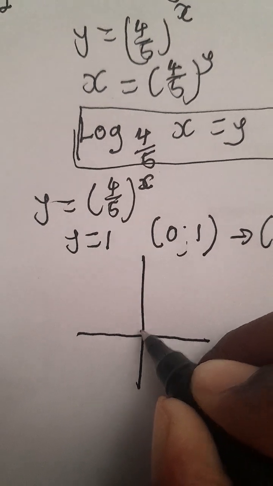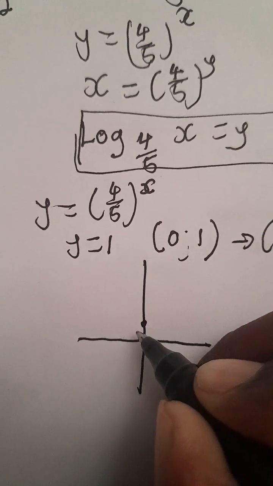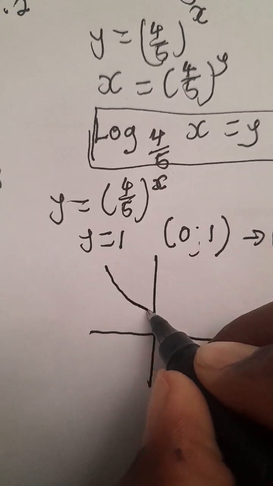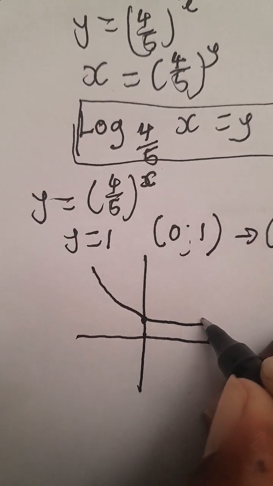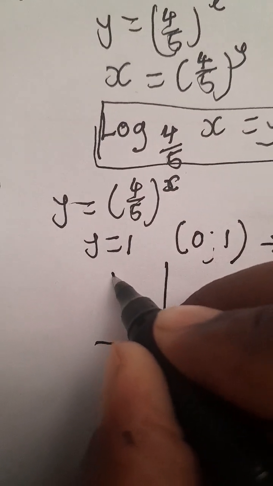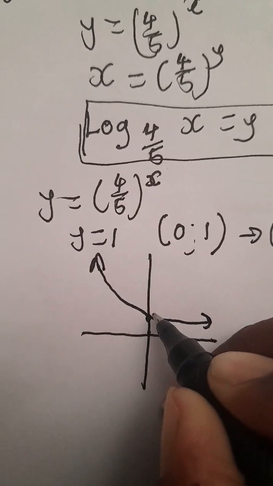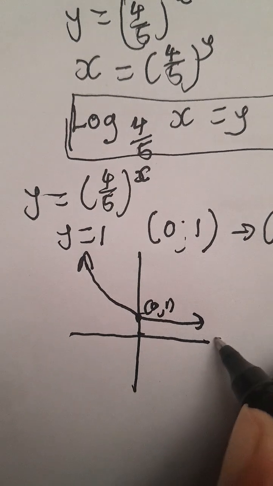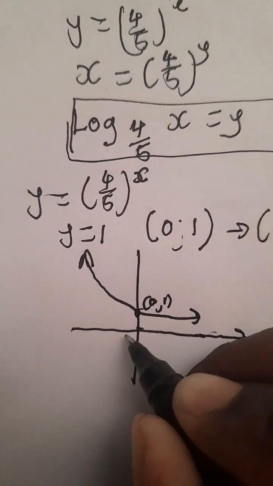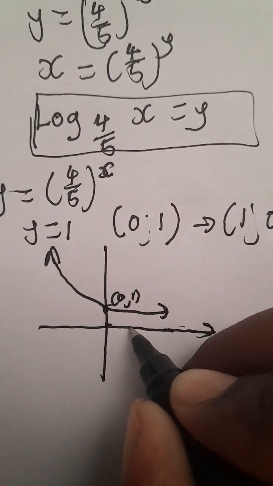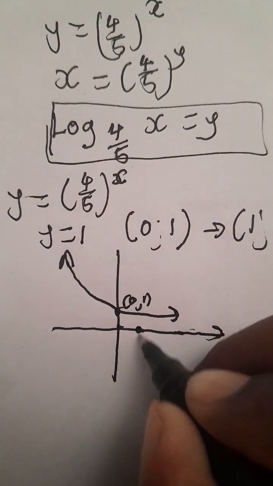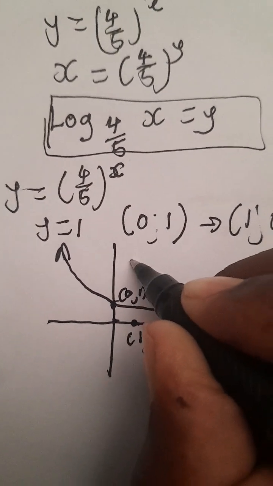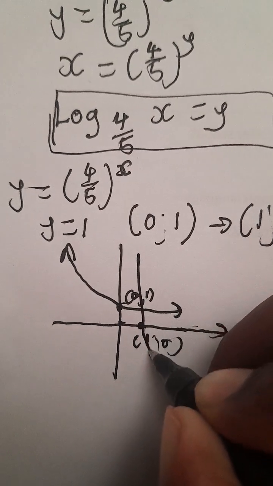So let's put that into practice. This will be (0, 1). Considering the a, the shape will be like this. So we have (0, 1). The other one is going to be (1, 0), so it will pass here.